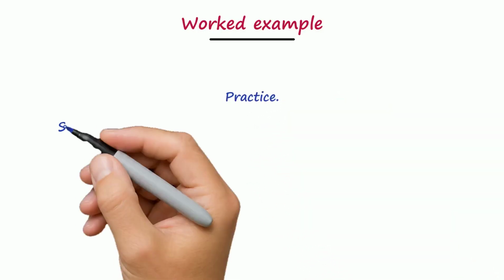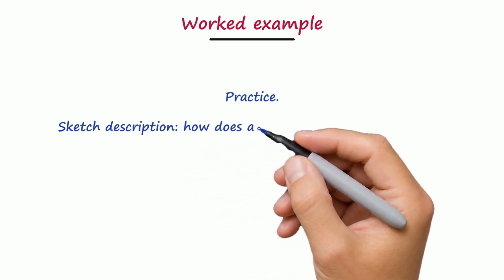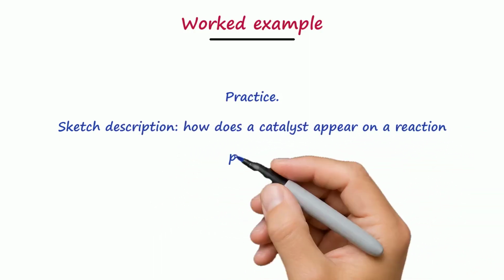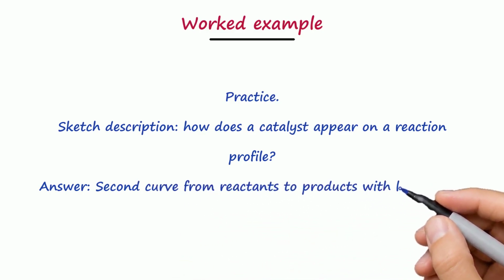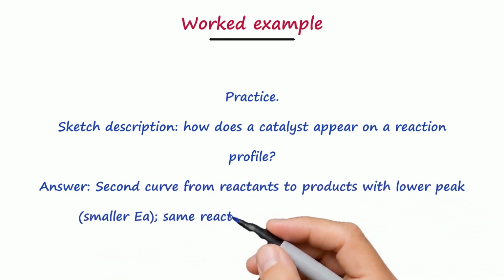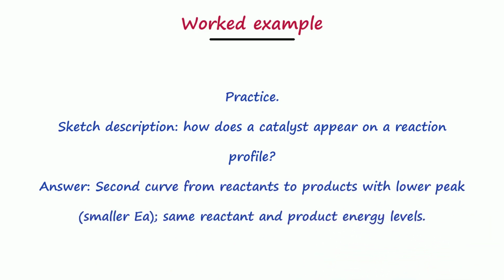Practice. Sketch description. How does a catalyst appear on a reaction profile? Answer. Second curve from reactants to products with lower peak, smaller EA, same reactant and product energy levels.